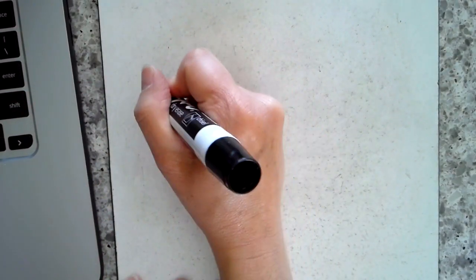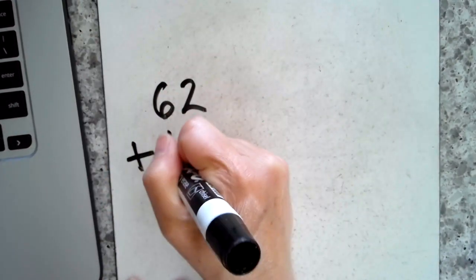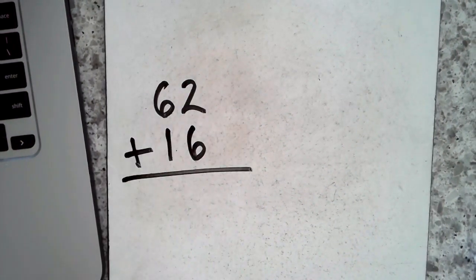I think I did that kind of fast. I'm going to slow down a little bit. And I want you to remember, if you need to pause the video to do the writing part of it, go ahead and do that. Let's add 62 plus 16, right? Line up. Go ahead and write that down.